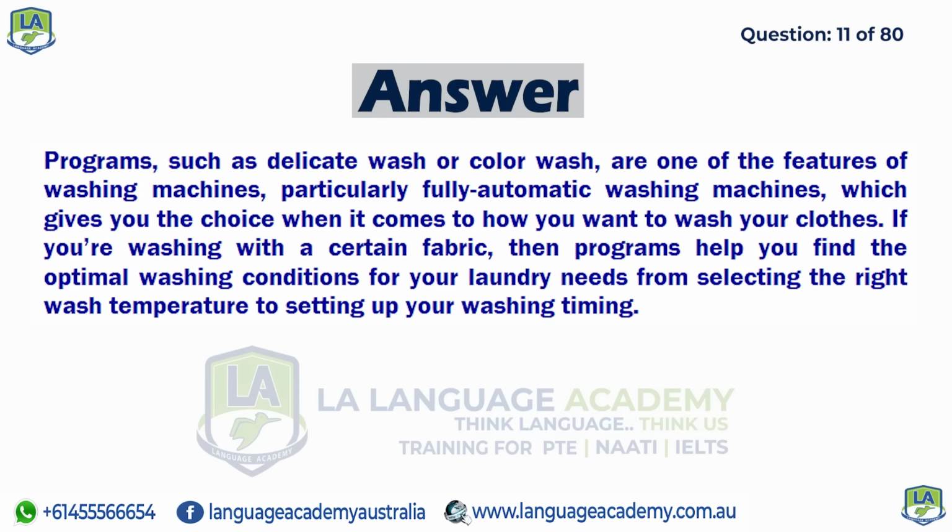Programs, such as delicate wash or color wash, are one of the features of washing machines, particularly fully automatic washing machines, which gives you the choice when it comes to how you want to wash your clothes. If you're washing with a certain fabric, then programs help you find the optimal washing conditions for your laundry needs, from selecting the right wash temperature to setting up your washing timing.